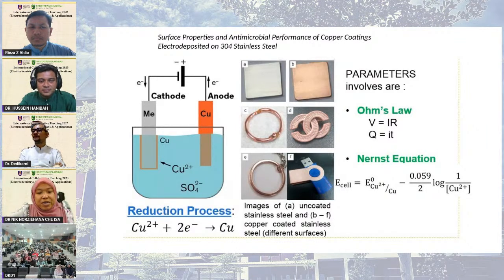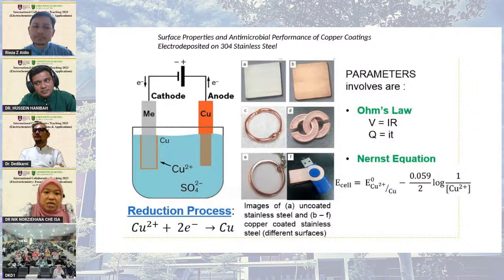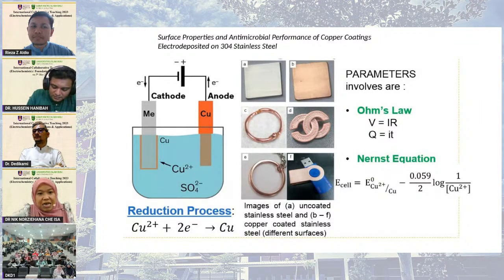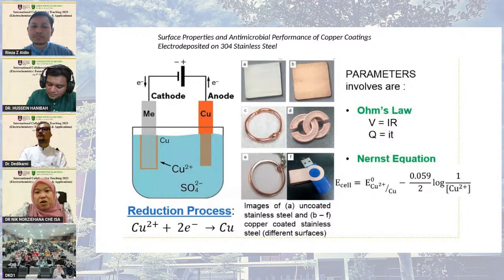So what happens in the system? Copper 2+ is attracted to the cathode because the cathode is now negatively charged, so the copper 2+ here will be reduced and deposited at this cathode. For the cathode here, I use 304 stainless steel. This is the image of the uncoated stainless steel used for my cathode. When I apply certain conditions and parameters, I can deposit copper on this cathode surface. As you can see, we can coat the copper on the stainless steel even on different surfaces.